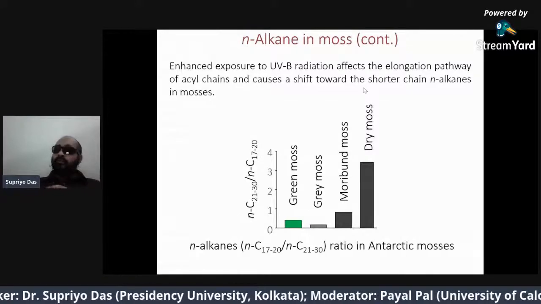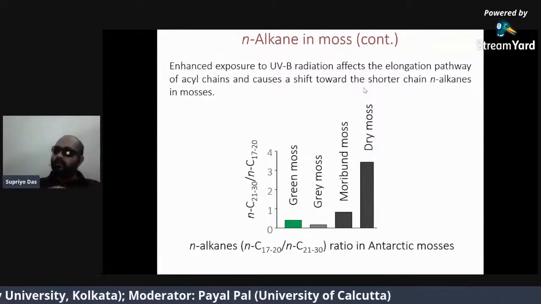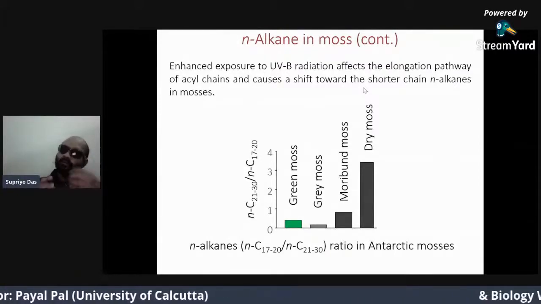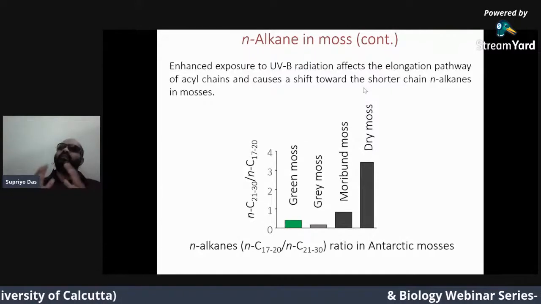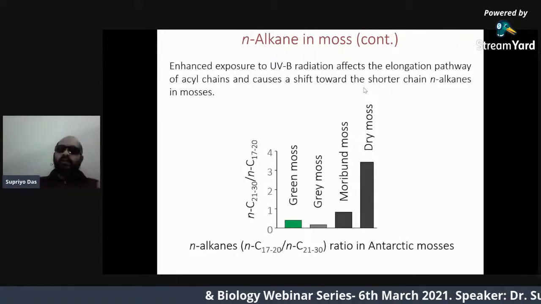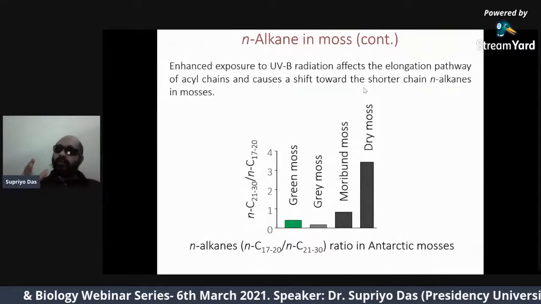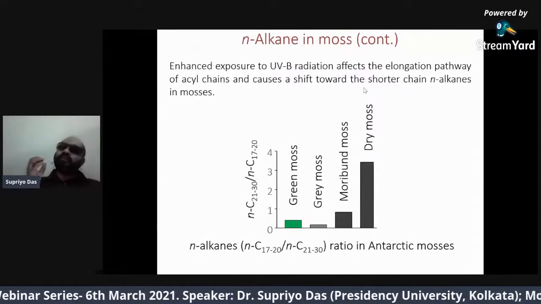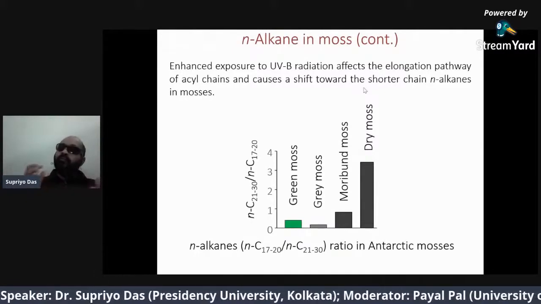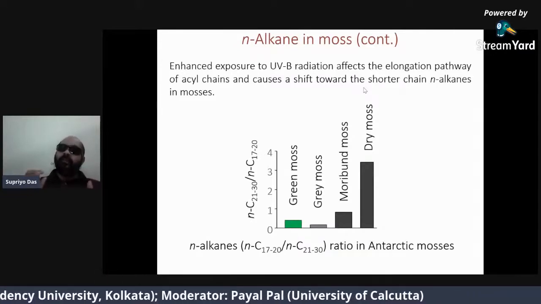The moribund moss, they are almost dry. I mean, the water is limited. They are not dry, but they have some water stress. And dry moss, they are also moribund moss. They have extreme water stress. Now, if I compare green moss with grey moss, I find that grey moss produce a little bit higher amount of short chain alkanes compared to green moss. But in moribund and dry moss, the short chain alkane component is very less.